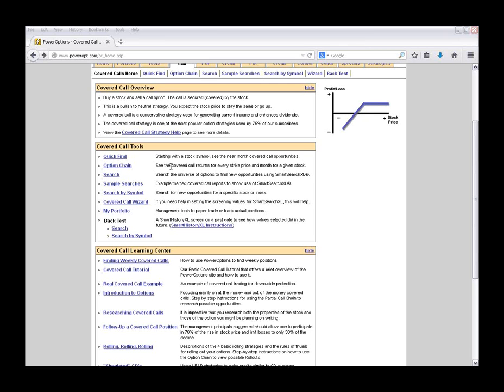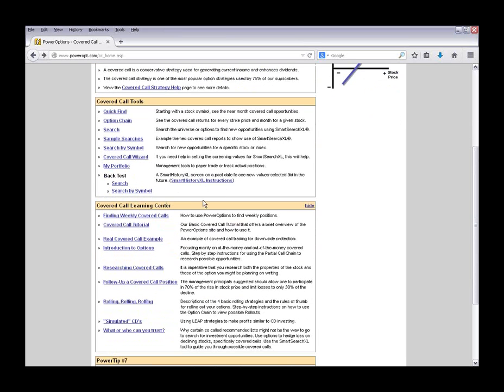We'll go through those a little bit later. The search, of course, is where we're going to spend most of our time today, but we're also going to spend a little bit of time on the sample searches. These are themed searches that are available in every strategy that you can use as a stepping stone to create your own personal search. And underneath the tools pod, of course, you have the basic learning center where there are several white papers and articles related to covered call positions, managing covered calls, and other concepts of covered call trading as well.